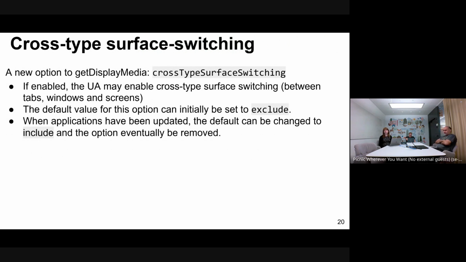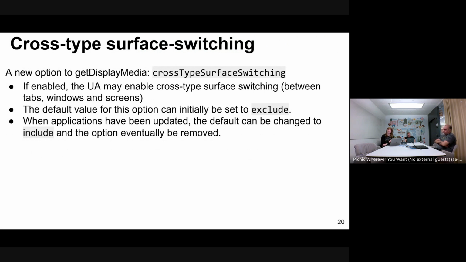Some applications may have informational text about what kind of thing they are sharing, or there can be applications that absolutely do not want to share screens, that want to stop things if a user chooses a screen. So I think the idea here is to add a cross-type surface switching option that, if enabled, means the application has said, yeah, I'm fine with doing cross-type surface switching. Otherwise, I'm not. Otherwise, we don't know.